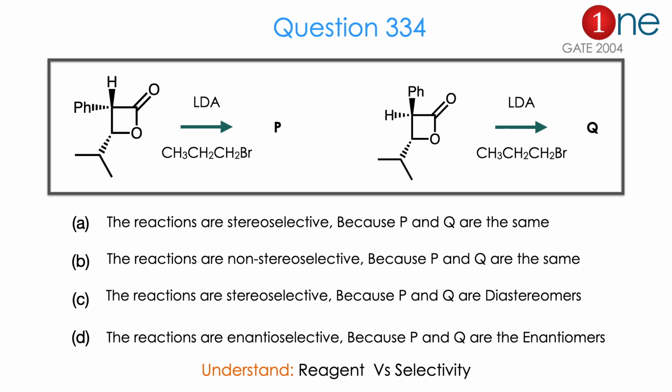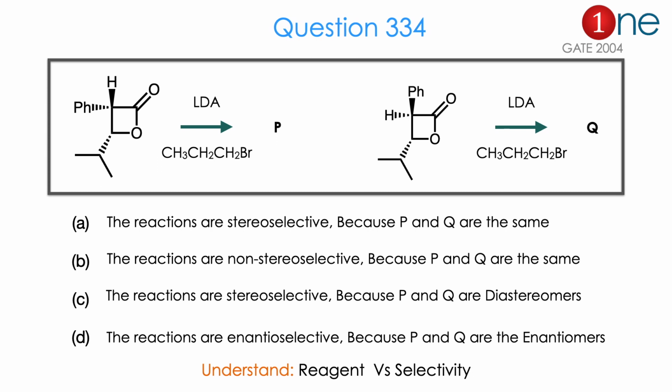You are using LDA and propyl bromide. They are asking how the products differ due to the stereochemistry there, the syn and the anti relationship, how it affects the product formation. Here they given the 4 facts: the reactions are stereoselective with P and Q same, or reactions are non-stereoselective with P and Q different, which is enantiomer and diastereomer. Basically we are playing between stereoselectivity and the stereochemical relationship, diastereomer and enantiomer.